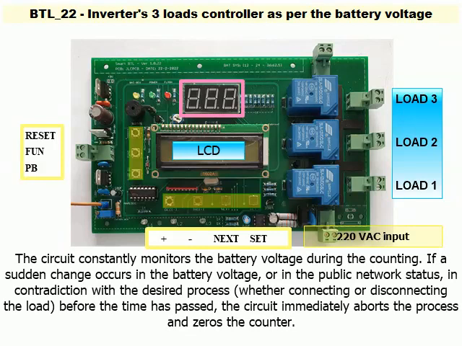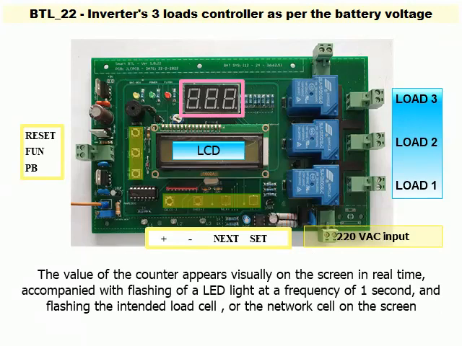The circuit constantly monitors the battery voltage during the counting. If a sudden change occurs in the battery voltage, or in the public network status, in contradiction with the desired process, whether connecting or disconnecting the load before the time has passed, the circuit immediately aborts the process and zeroes the counter. The value of the counter appears visually on the screen in real time, accompanied by the flashing of an LED light at a frequency of 1 second, and flashing of the intended load cell, or the network cell, on the screen. The following videos show the programming and operation of the circuit in practice.